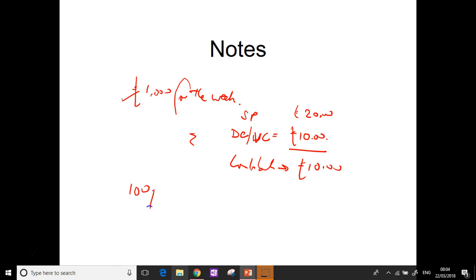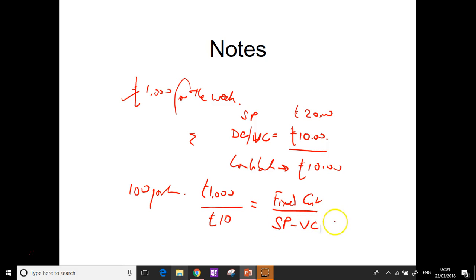That is 100 portions. And so how did we get that number? You must have said 1,000 divided by £10, which, if you're looking for a formula, is the fixed cost divided by your contribution. When I say contribution, I mean your selling price minus your variable cost. So this is a formula for finding break-even.